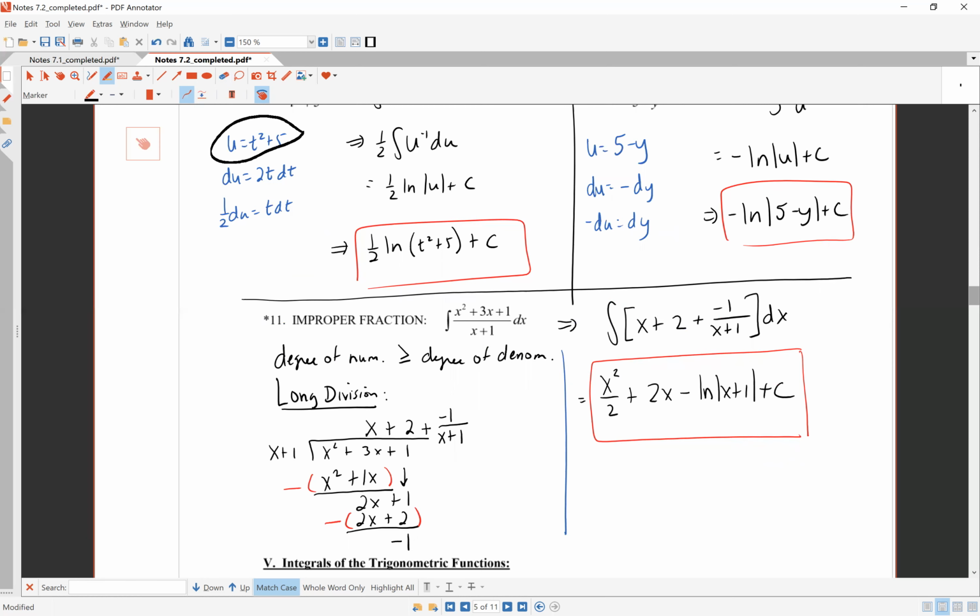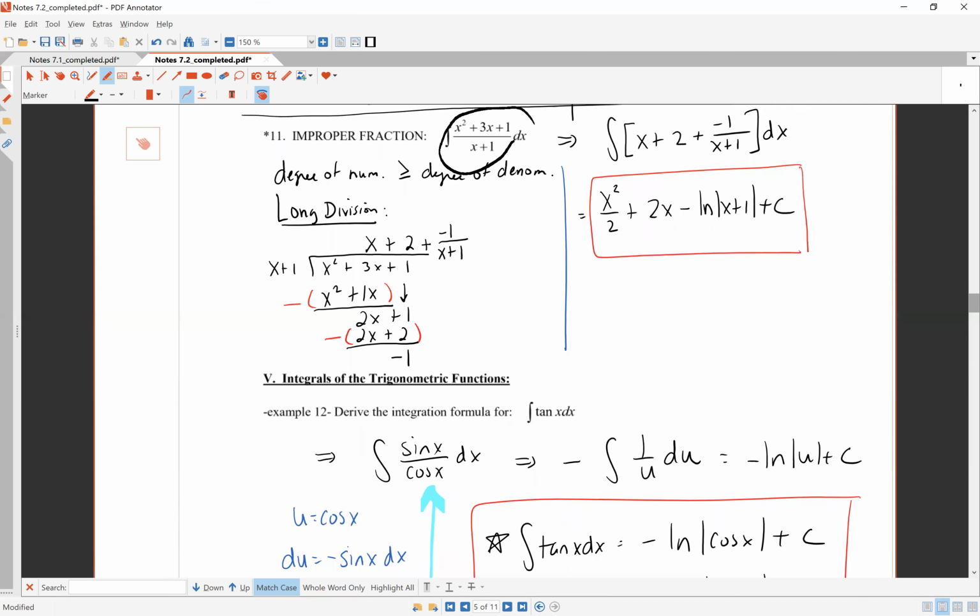So what happens is you use polynomial division, and this turns into x plus 2 plus negative 1 over x plus 1. Again, this is when the degree of the numerator is greater than the degree of the denominator. You have to just use polynomial division and reduce it. And then you'll probably end up with the integral part of that being the log, the antiderivative being a log.